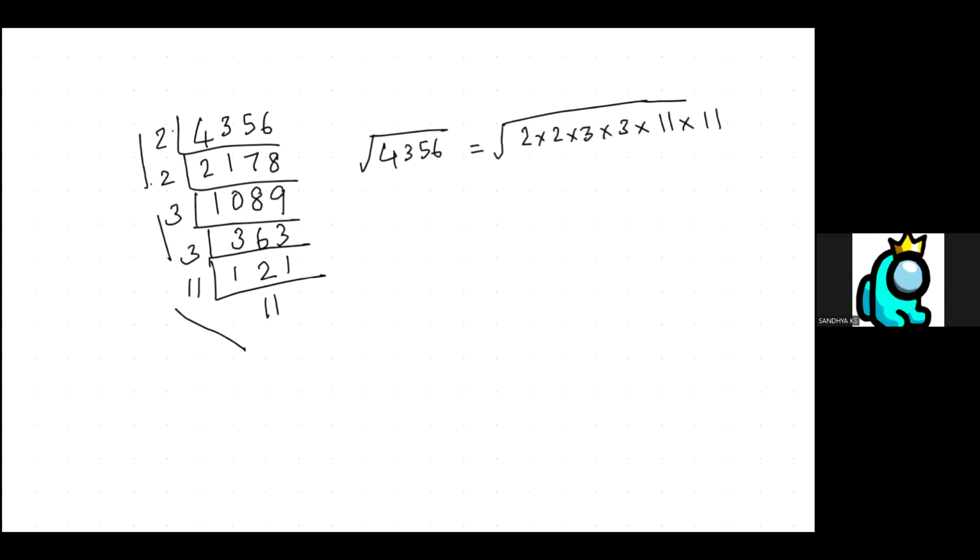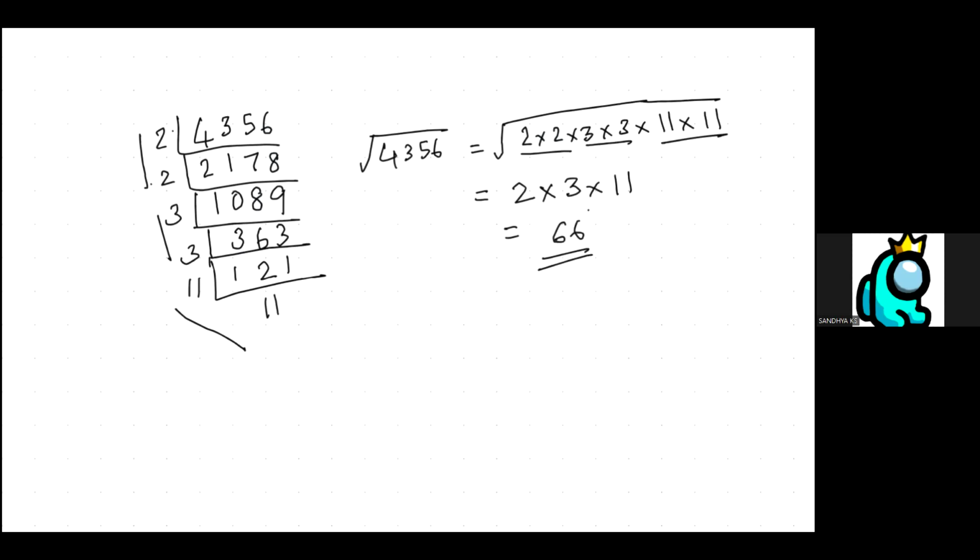So to find the square root, here two 2's are there. So I will take one 2 outside, two 3's, one 3 outside, two 11's, one 11 outside. 2 into 3 is 6, 6 into 11 is 66. So square root of 4356 is 66.